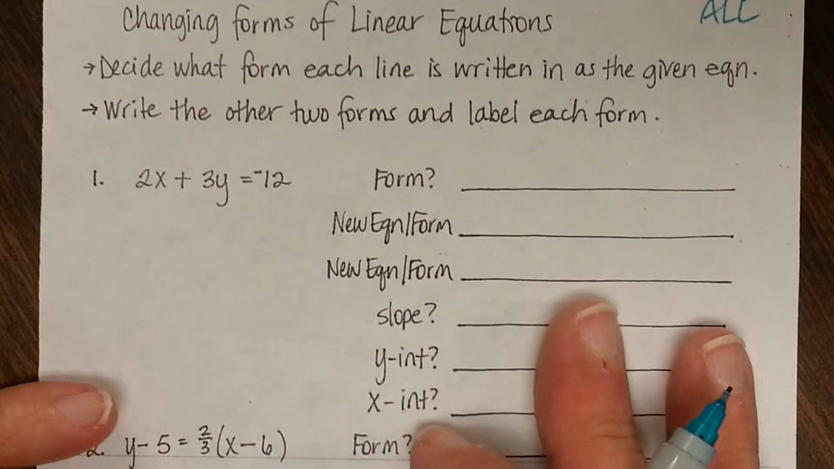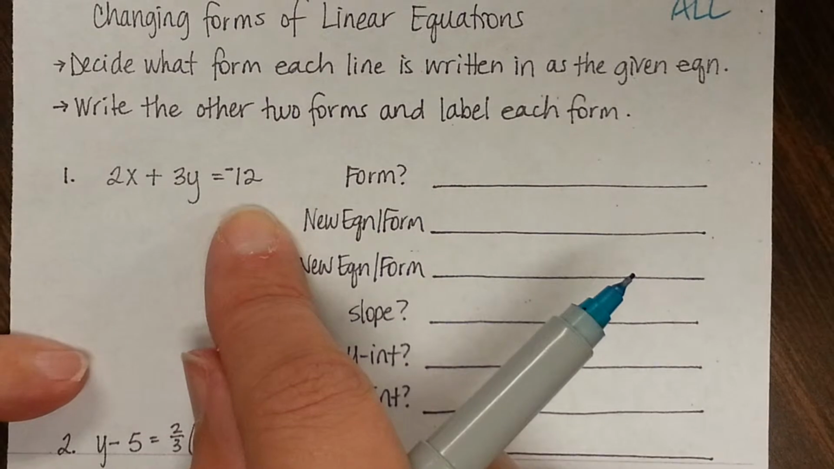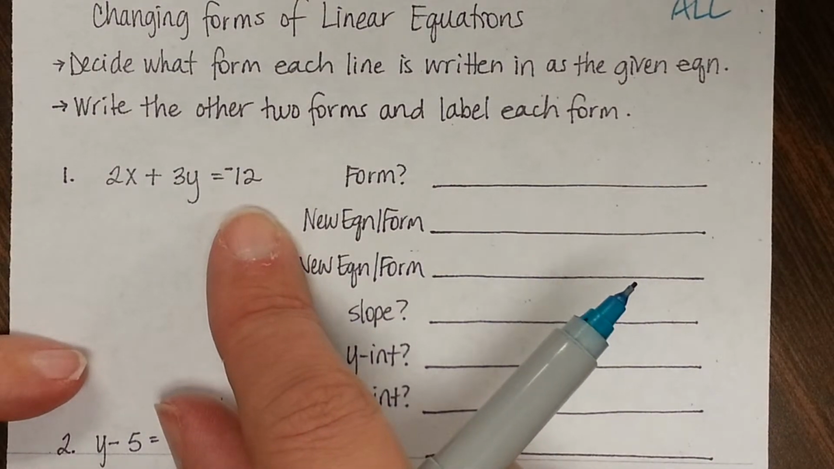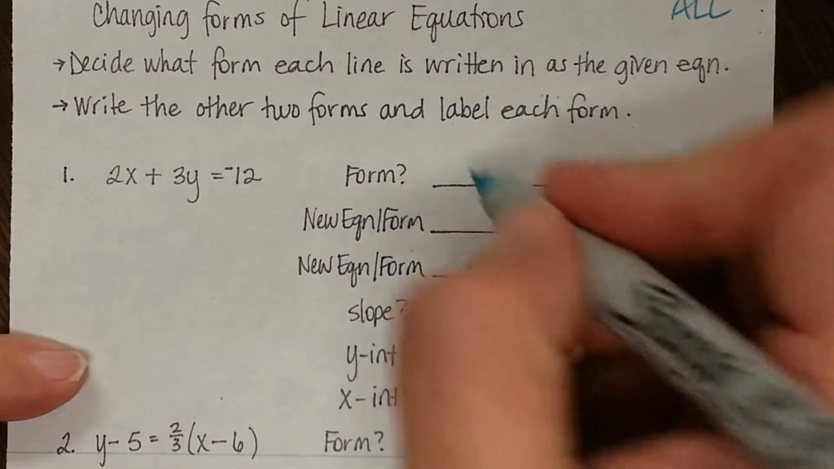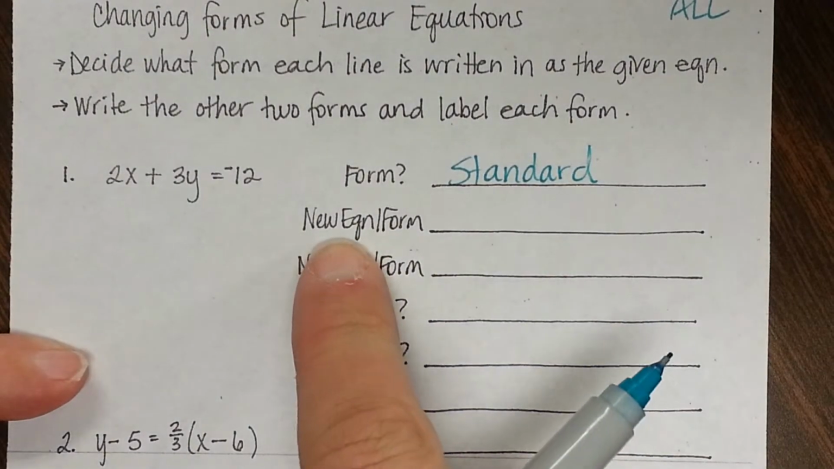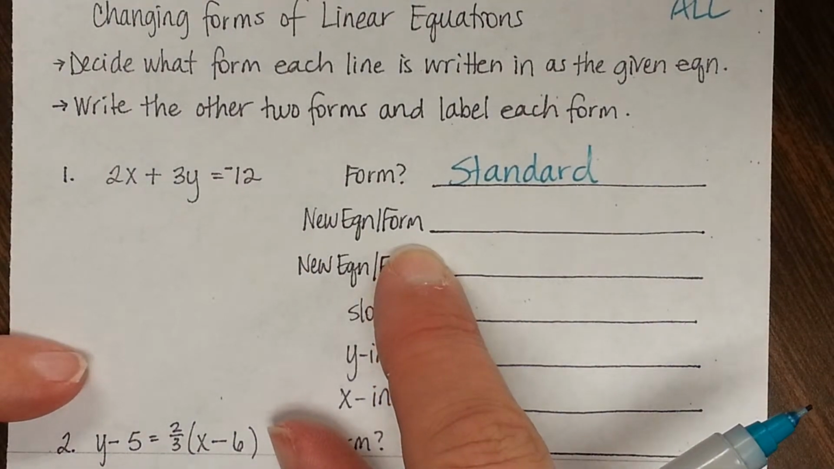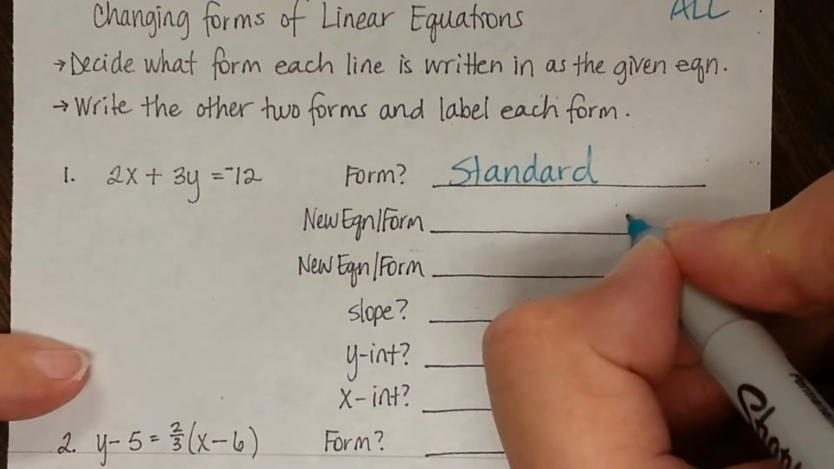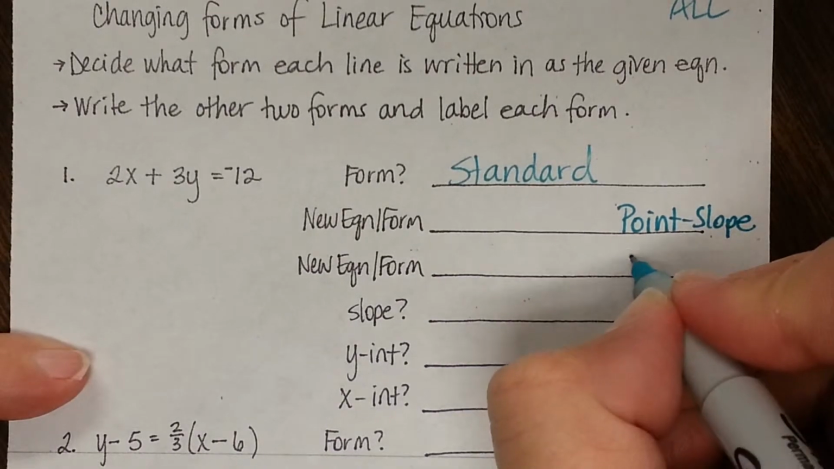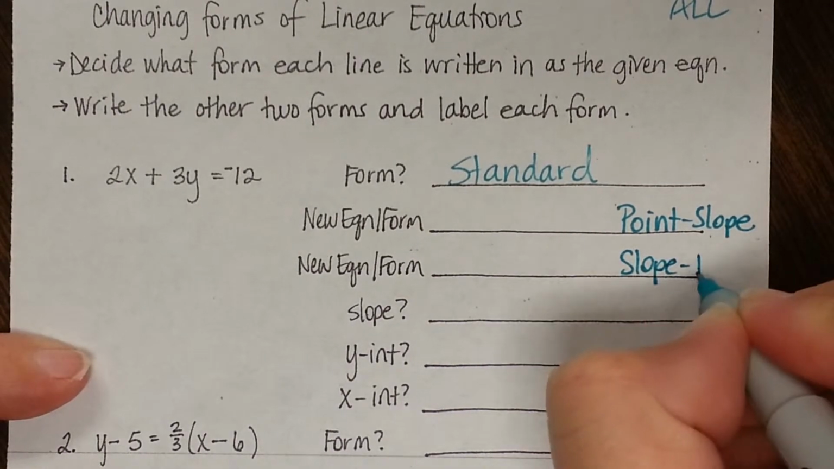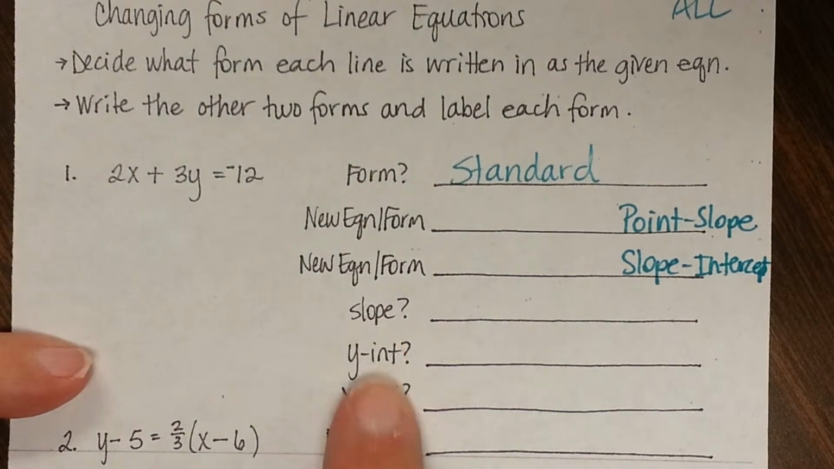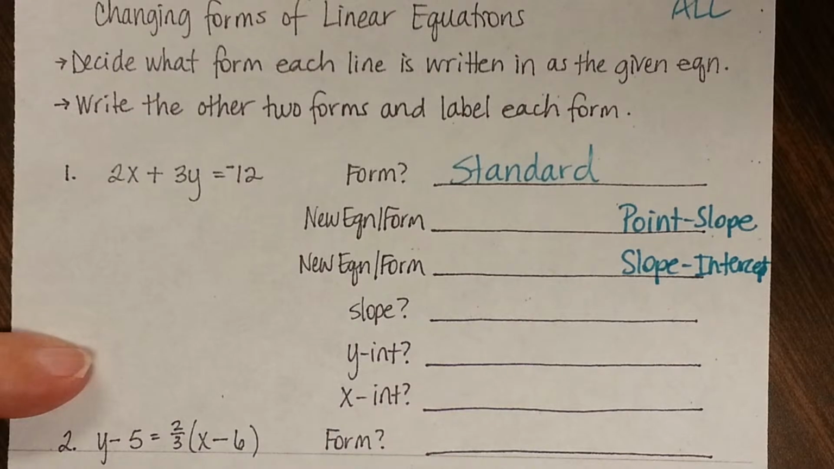Alright, so it asks me to decide what each form is and write it down and then change it to the other forms and then answer the questions that it asks for. So this first one is in standard form. Then it asks me to come up with a new equation and tell what form it's in. So the other two that I need to come up with are point slope and slope intercept. Then it also asks me to find my slope, my y-intercept, and my x-intercept.